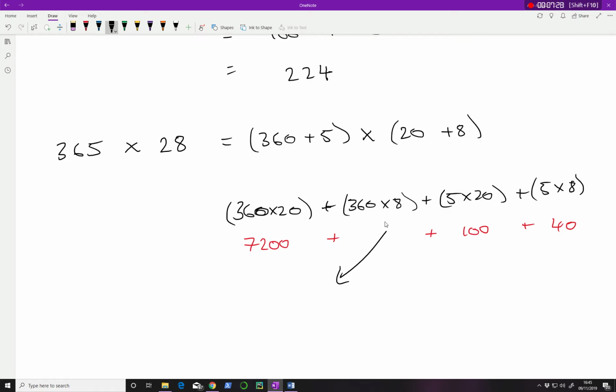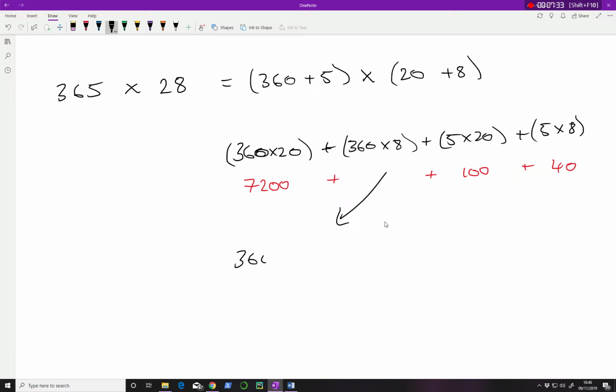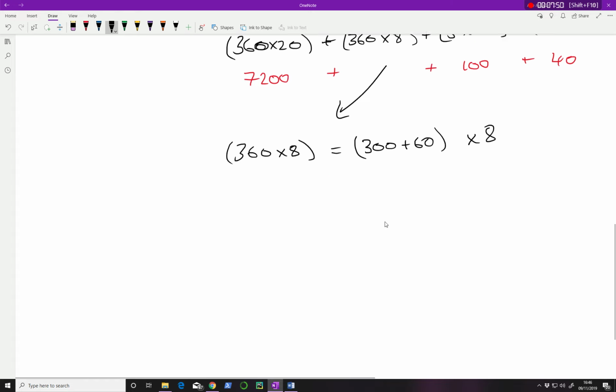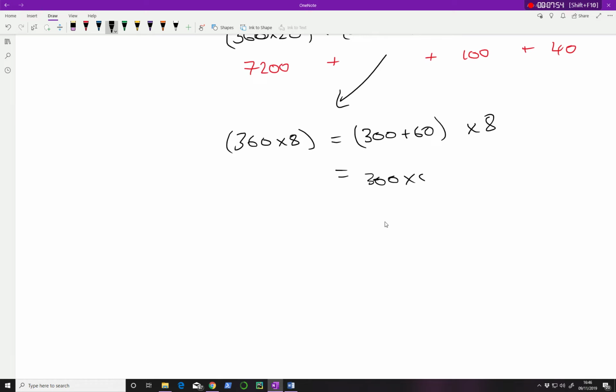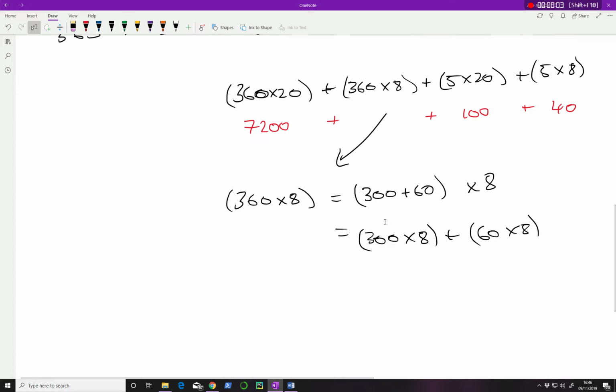So we are going to break this one apart, and you'll find that it's still the same type of situation where we just change that into another power of 10. So that's going to be (300 plus 60) all multiplied by 8. So at the end I have 300 times 8 in brackets plus 60 times 8 in brackets. Now I know that 8 times 3 is 24. Then I just need to add 2 zeros. So that's going to be 2,400. And I know that 8 times 6 is 48. I just need to add another 0 there as well. So that's 480. So that altogether is going to give me 2,880.